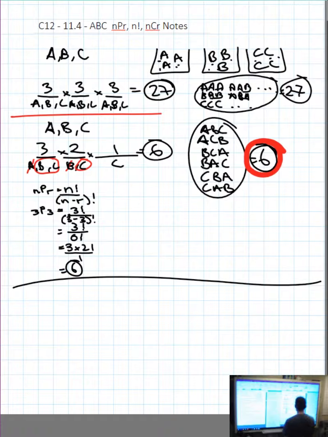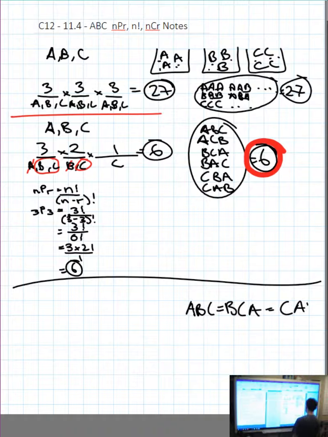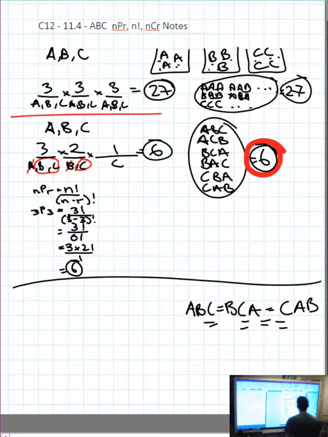Now what if I just said to you off to the right, A, B, C is equal to B, C, A for some reason, like they're not different, which is equal to C, A, B, which is equal to all the others from above? Well, that's called a combination.